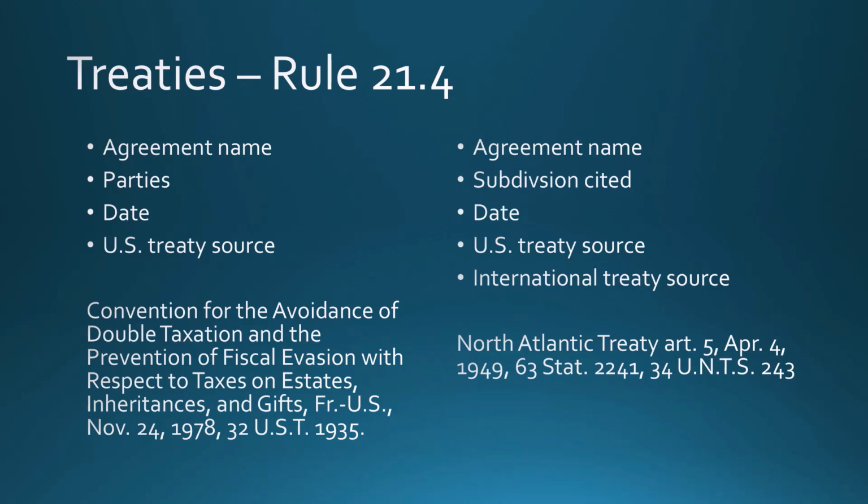When the treaty is bilateral, you need the name of the agreement, abbreviated names of the parties to the agreement, date of the signing, and one U.S. treaty source. When the treaty is multilateral, you still need the name of the agreement, the date, and the U.S. treaty source, but you also need the subdivision cited and one international treaty source. You can also leave out the parties to the agreement.